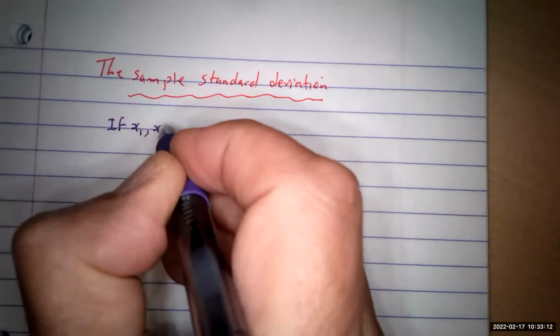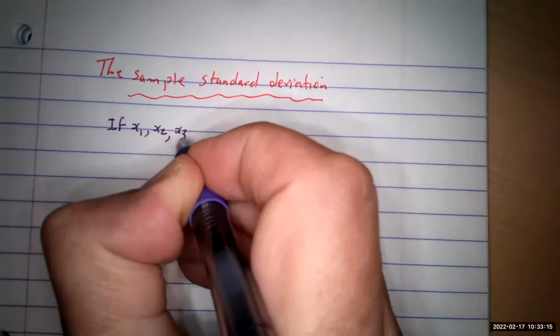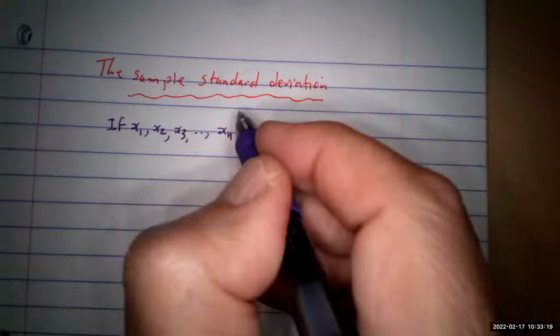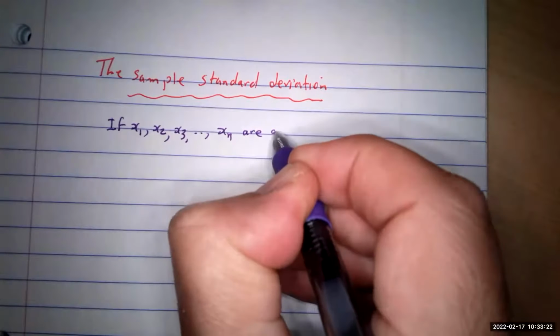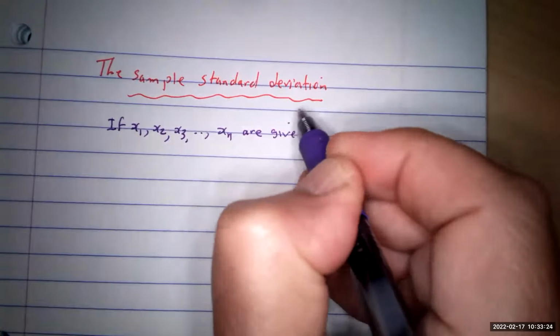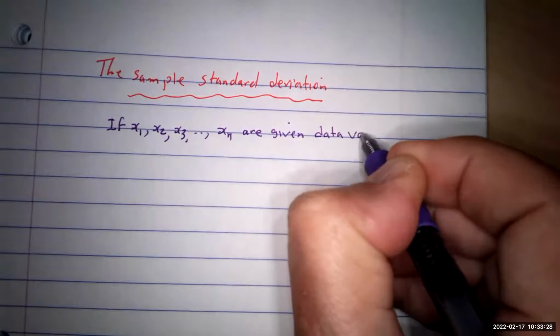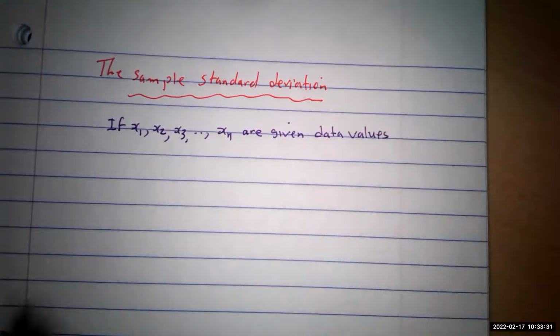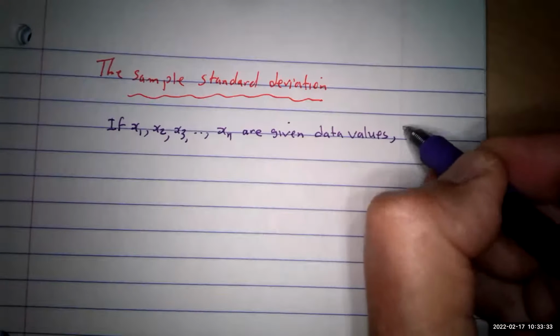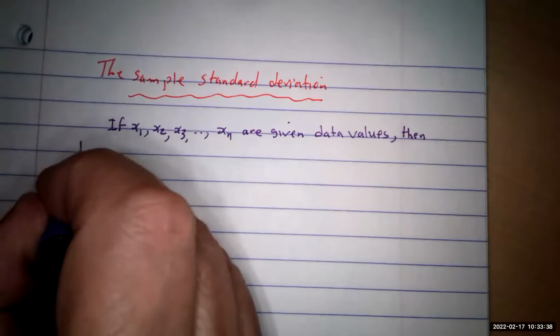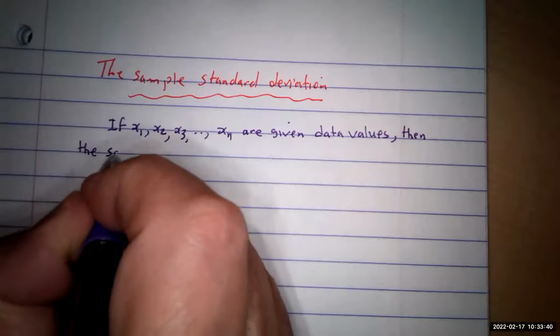So if x1, x2, x3 up to xn are given numbers, given data values, then I write the formula and explain it. Then the sample.